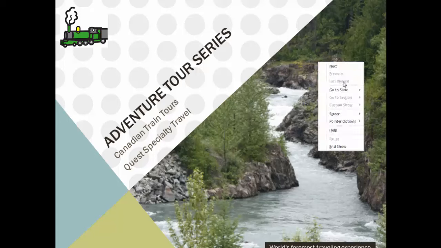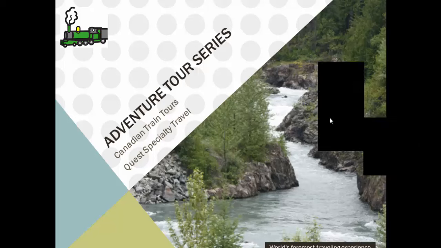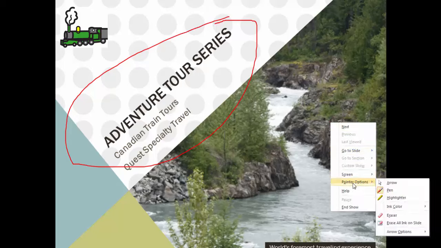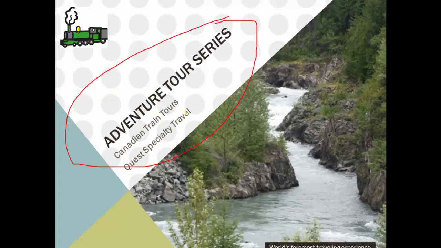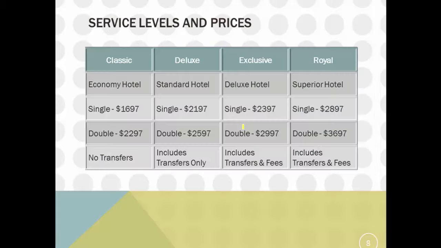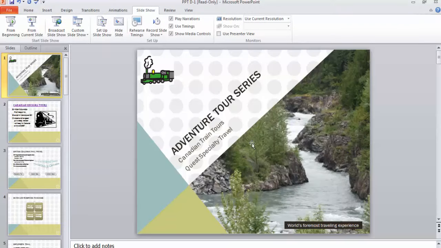If you right click and go to your pointer options, you can select a pen and you can draw on these slides as you're doing your presentation. You can also have a highlighter. You can highlight something as you're talking about it. And then when you get to the end of the slideshow, you'll be asked if you want to keep your annotations. You can discard them, so none of that is saved.